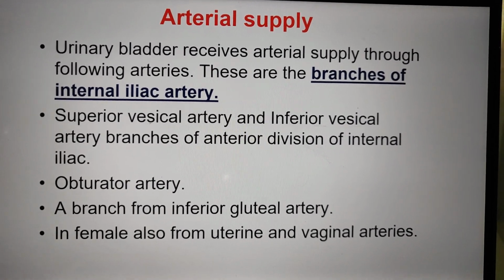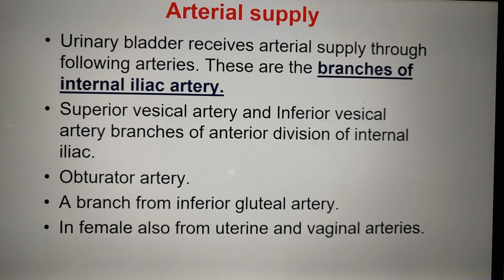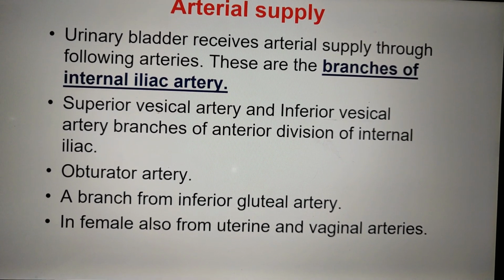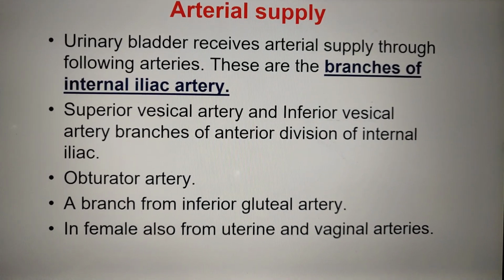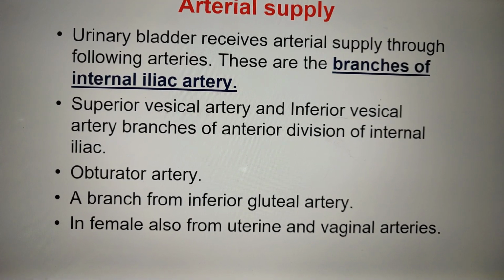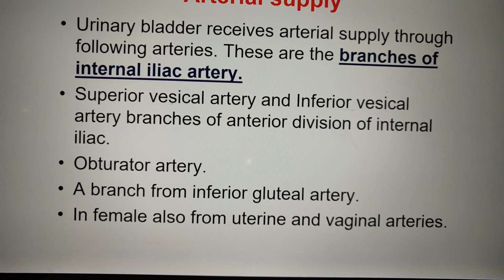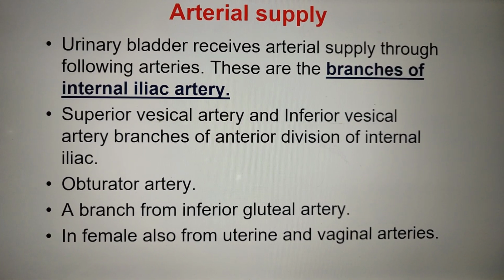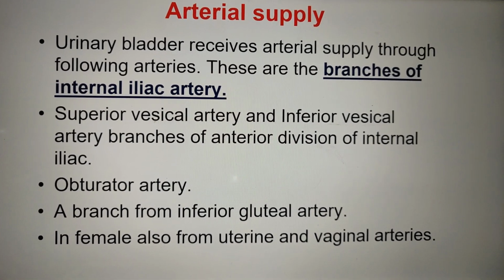Blood supply of the urinary bladder: it receives blood through branches of the internal iliac artery, the superior vesical artery and inferior vesical artery, obturator branches from the obturator artery, and some branches from the inferior gluteal artery. In the female, the uterine and vaginal arteries also contribute. So this is the blood supply of the bladder.